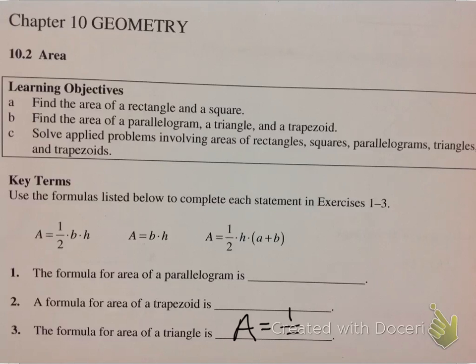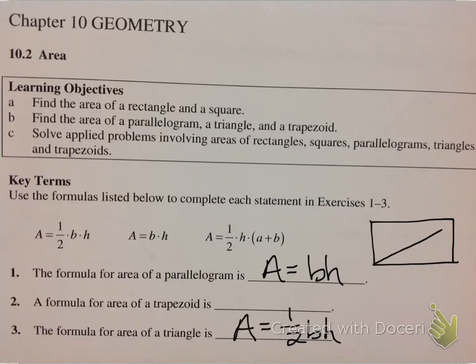is half base height. And when you think about it, a parallelogram, which is another name for a rectangle, is base height. So if you think of a rectangle and you draw a line from corner to corner, you get two triangles. So it makes sense that a triangle is half of a rectangle. That's how I remember the formulas.